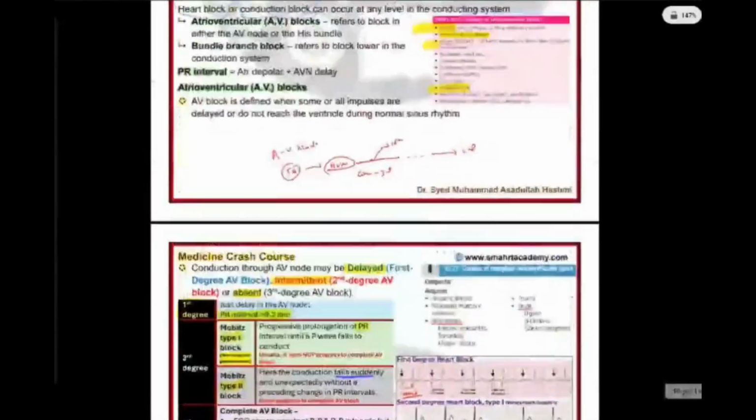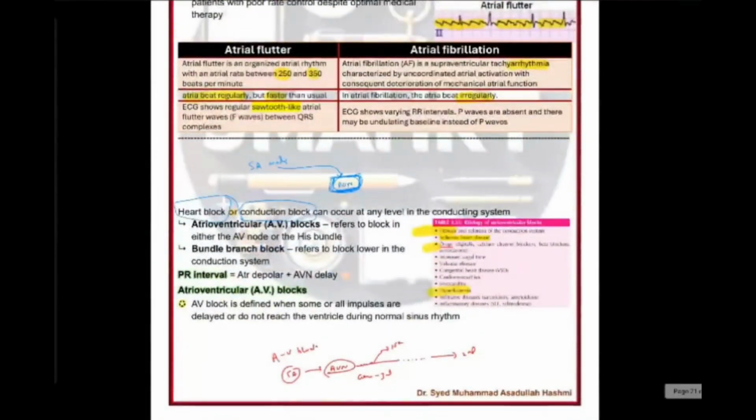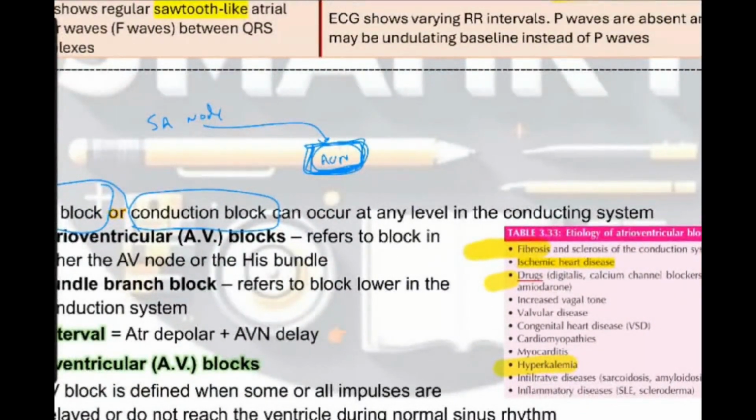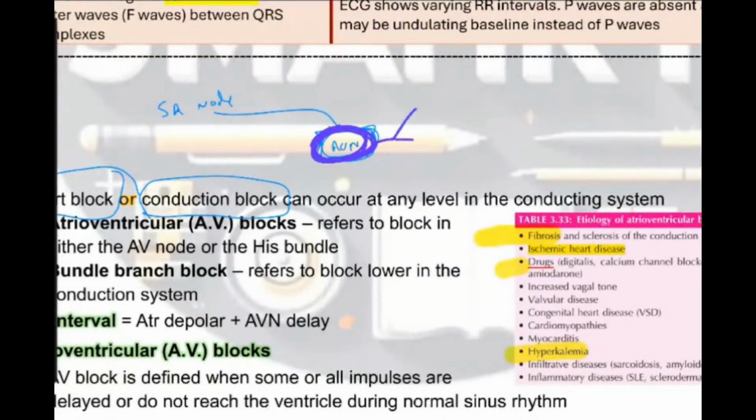Okay, what are we studying? We are studying conduction block. Conduction happens from the SA node to the AV node, and from the AV node further conduction happens. But if conduction is not getting further extension from the AV node, if it is not traveling to the bundle of Purkinje fibers, we say heart block. In heart blocks, there are three types: first degree, second degree, third degree. Delayed conduction is first degree, intermittent block is second degree, and no conduction at all is third degree.